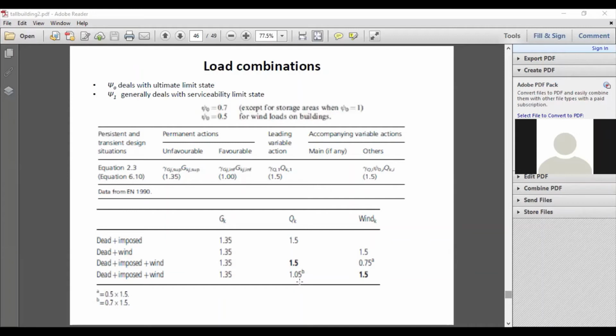Then you can ask the question, why are we multiplying by this 0.5 and 0.7? Here for wind, we use a factor of 0.5, whereas for imposed loads, we use a factor of 0.7. So what is the reason for considering all these different values when you are combining the loads? Can somebody answer?